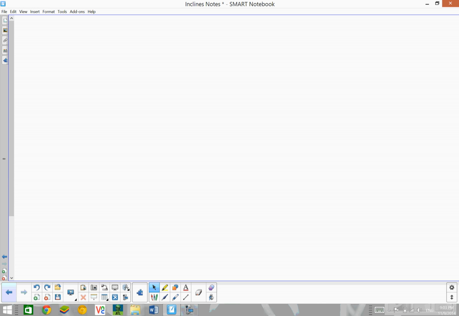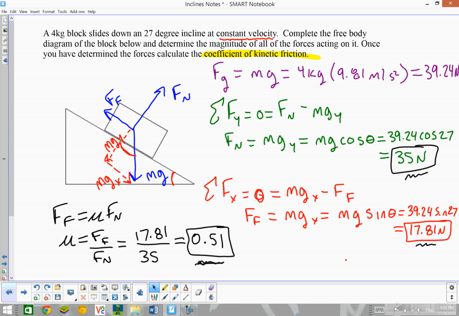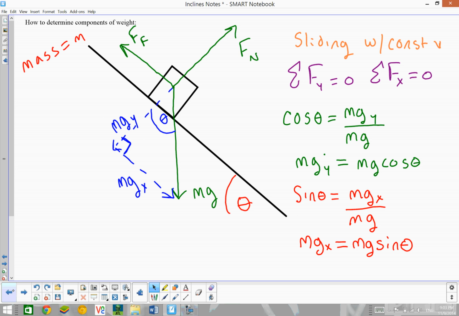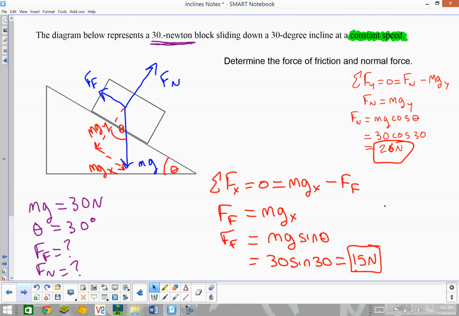But if you just remember those basic steps in the beginning, which force is which: your normal force is in the y, your frictional force is in the x, and your weight is the one that's straight down, which is in both the x and the y. You break your weight up into your y and x components, and you set up your dynamics. Sigma Fx equals 0, sigma Fy equals 0, and plug in and solve.